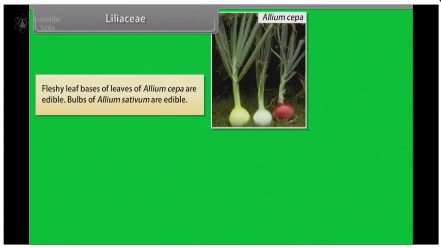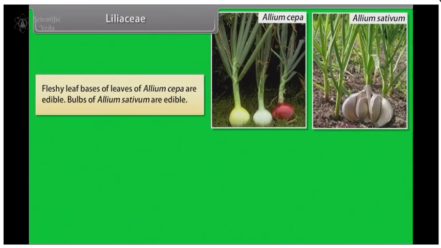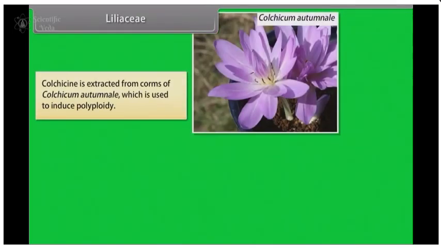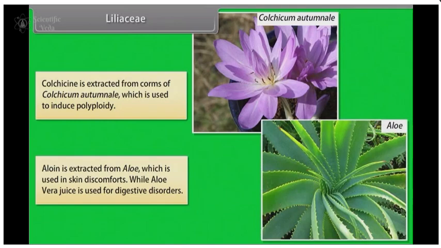Fleshy leaf bases of leaves of Allium cepa are edible. Bulbs of Allium sativum are edible. Sarsaparilla is extracted from roots of Smilax china, which is used in skin disease. Colchicine is extracted from corms of Colchicum autumnale, which is used to induce polyploidy. Aloin is extracted from Aloe, which is used in skin discomforts, while Aloe vera juice is used for digestive disorders.